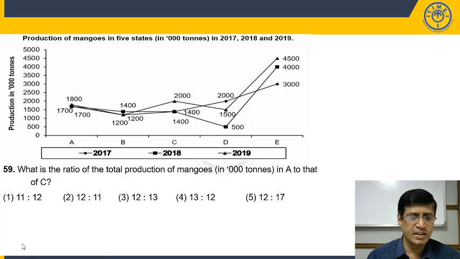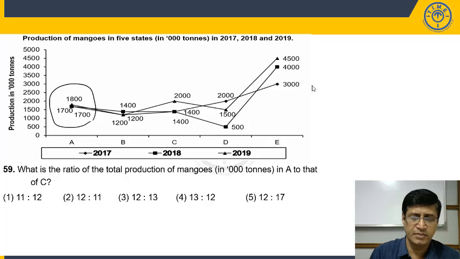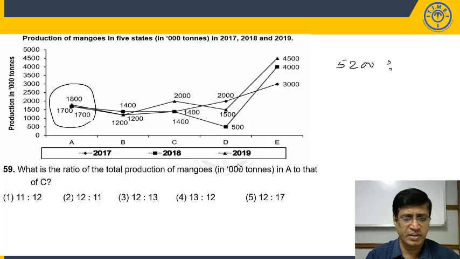What is the ratio of the total production of mangoes in 1000 tons in A to that of C? So A, what is the total production of A means? Here 1800 plus 1700 plus 1700. Sum of these numbers. 17 plus 17, 34 plus 18, it is 5200. So 5200 with respect to C.